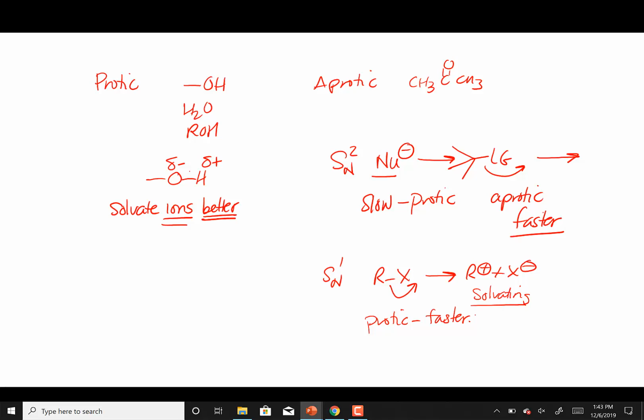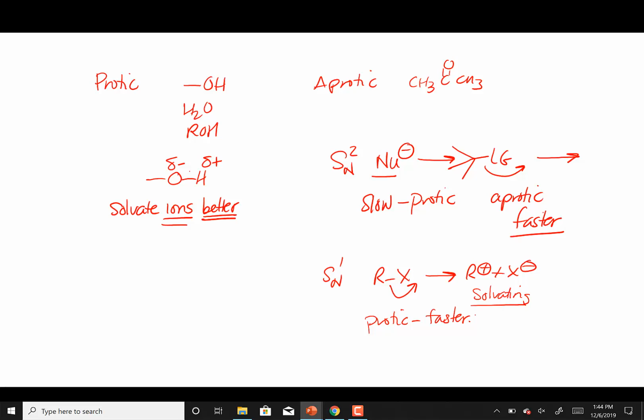Again, aprotic's not really doing anything. It's all relative to the protic. So if the protic slows down the reaction, aprotic goes faster. If protic speeds up the reaction, aprotic is like, go slower. So it's all because protics solvate the ions better.